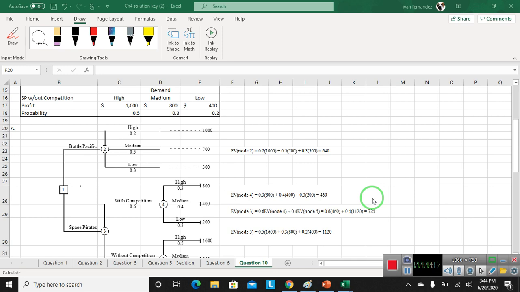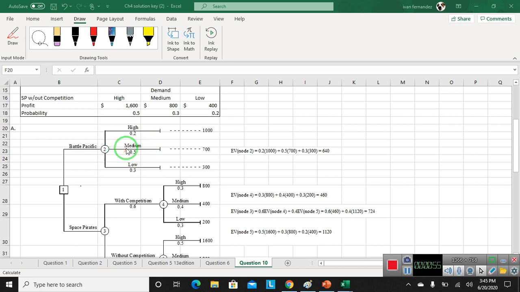In this case, we have a store that is looking to sell one product, and it needs to choose between Battle Pacific or Space Pirates. Battle Pacific is a game that faces no competition, but it does face different levels of demand. According to the problem, and it gives it to us in little tables, Battle Pacific will face high demand 20% of the time, medium demand 50% of the time, and low demand 30% of the time. Make sure that it adds up to 1. If it doesn't, you missed something.